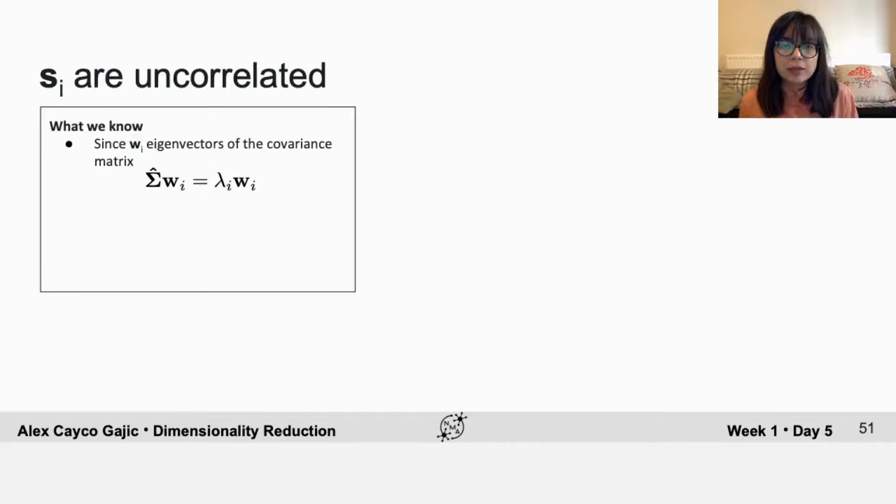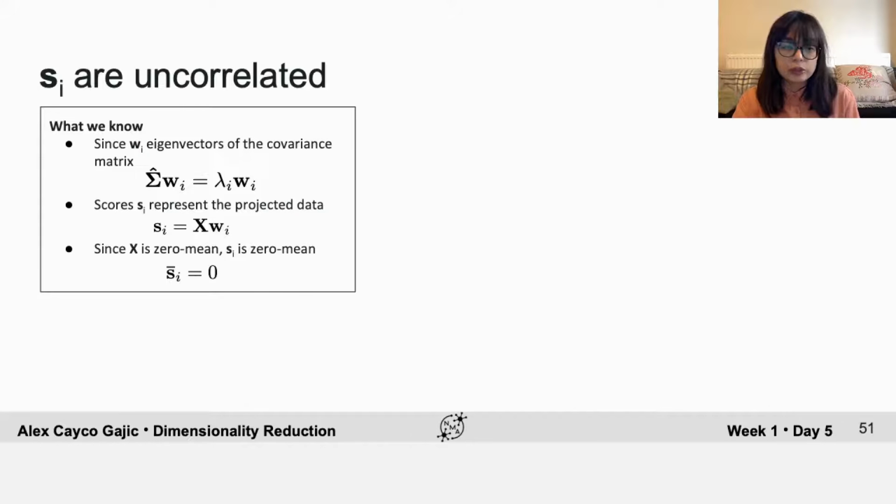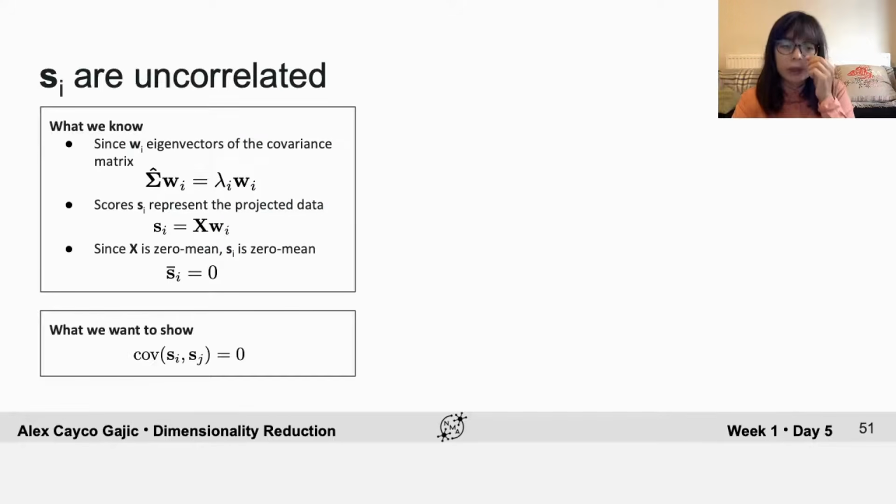The second property that we'd like to show is that the scores are uncorrelated. We'll again use the fact that the Wi are eigenvectors of the covariance matrix, and we'll also use the fact that the Si are the projected data. So Si is equal to x times Wi. And finally, you can show that since x is 0 mean, the Si is also 0 mean. And we want to show that the covariance between Si and Sj is equal to 0.